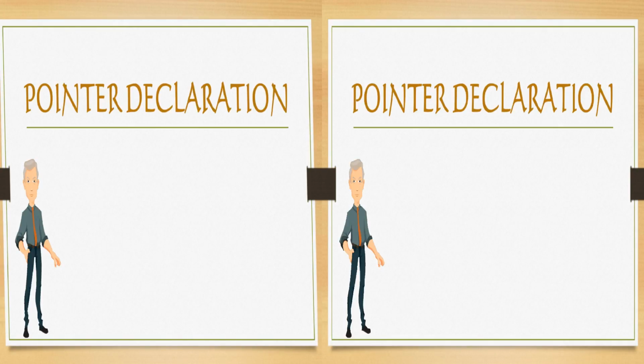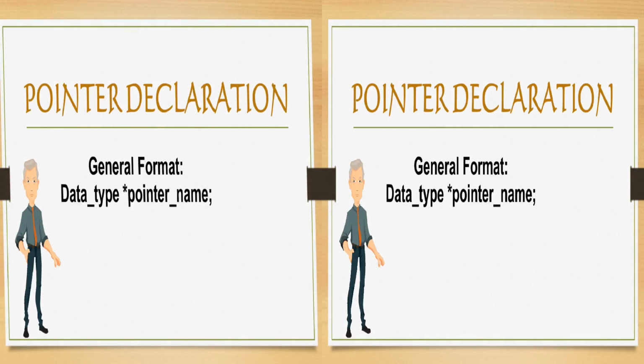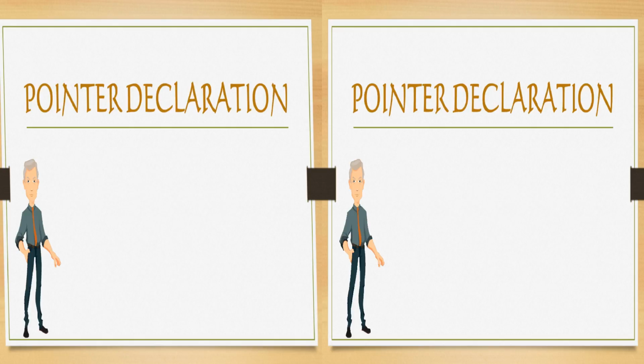Pointer declaration. First, the general format: data type, star, pointer name. Second, a pointer declaration such as int number declares the number variable as an integer variable. It has a memory address. And third, the star indicates that the variable being declared is a pointer variable instead of a normal variable.